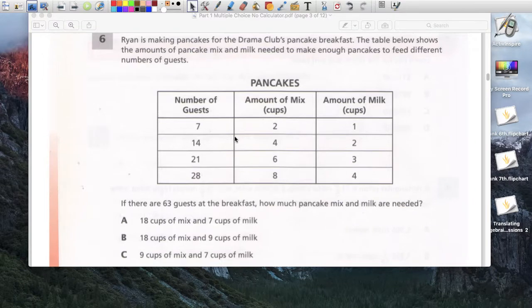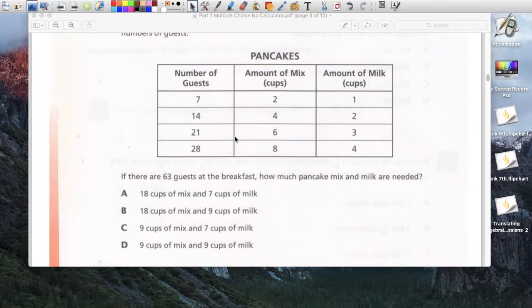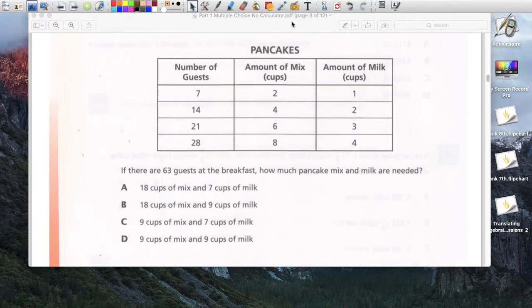The table shows the amount of pancake mix for a different number of guests. If there are 63 guests at the brunch, how much pancake mix? Well, let's write 63. So what's the relationship here? This is a times 2 relationship, and you can tell that it's times 2, right?